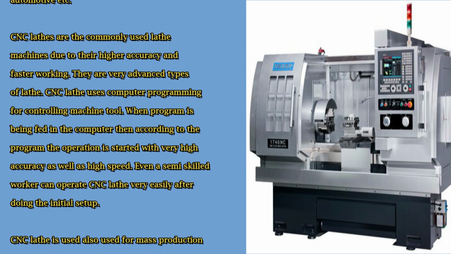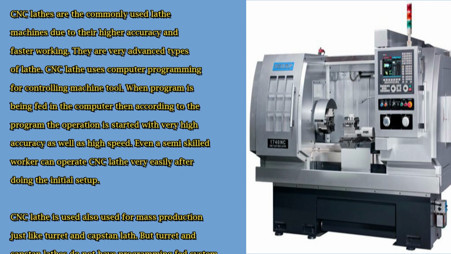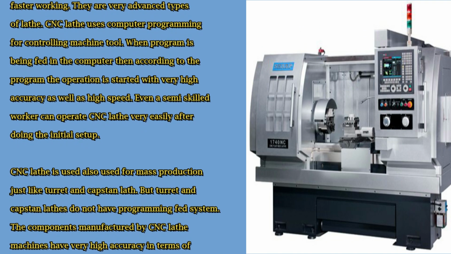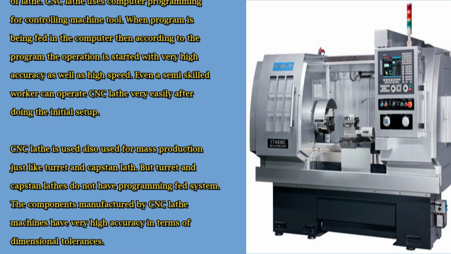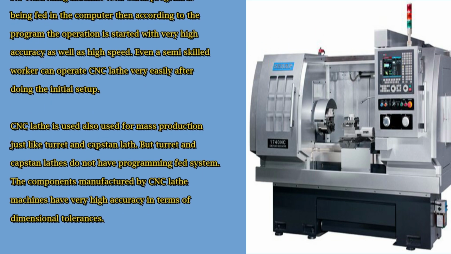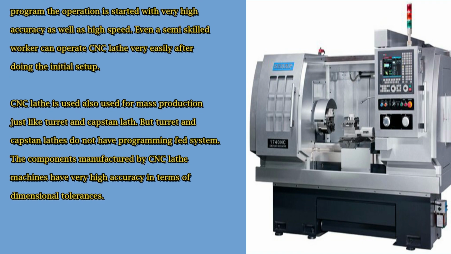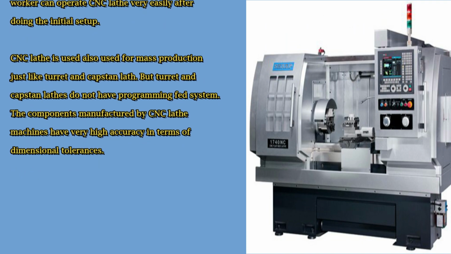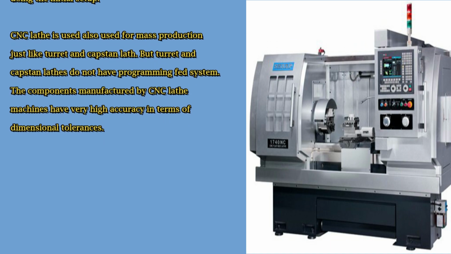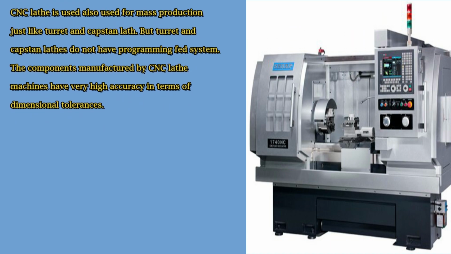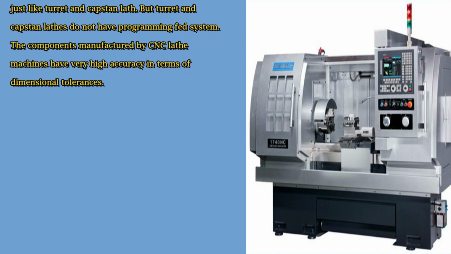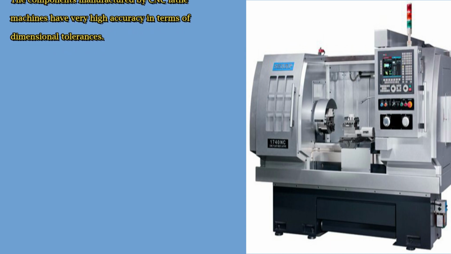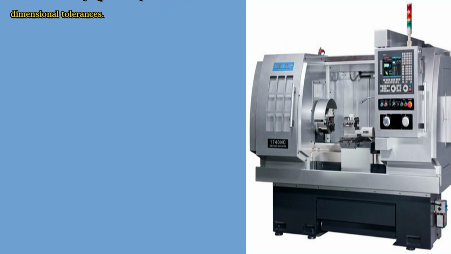CNC lathe uses computer programming for controlling the machine tool. When a program is fed in the computer, then according to the program the operation is started with very high accuracy as well as high speed. Even a semi-skilled worker can operate a CNC lathe very easily after doing the initial setup. CNC lathe is also used for mass production just like turret and capstan lathe. But turret and capstan lathes do not have a programming fed system. The components manufactured by CNC lathe machines have very high accuracy in terms of dimensional tolerances.